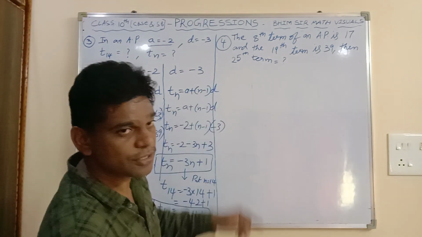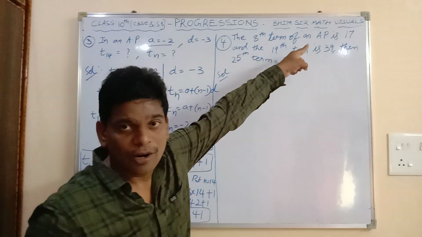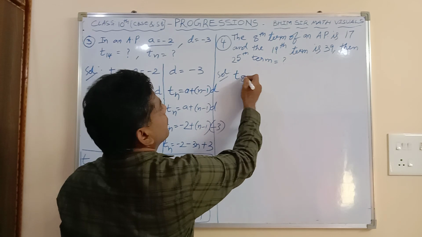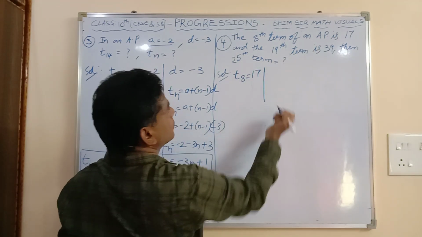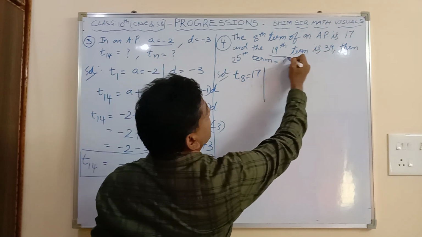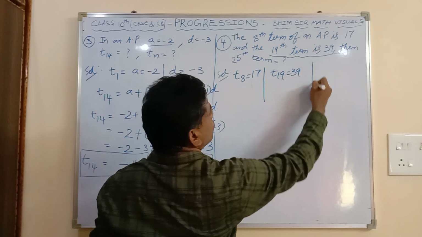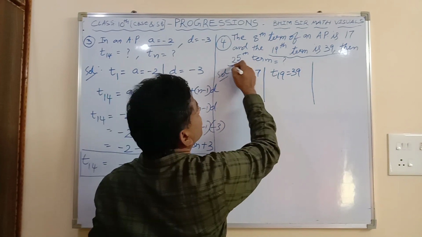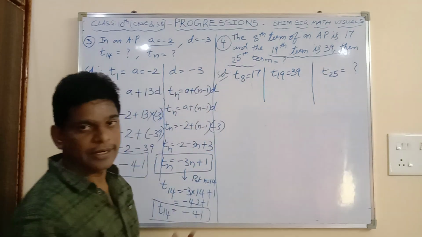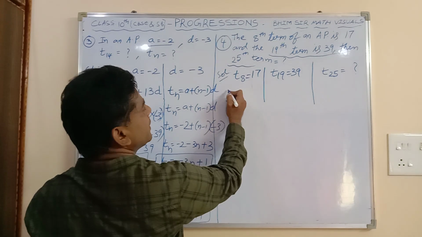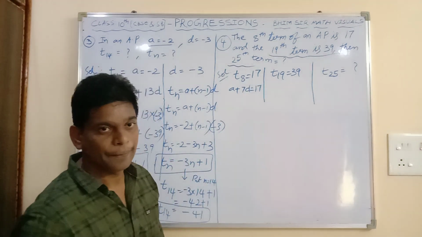Okay. Next question. Fourth question. The eighth term of an AP is 17 and the 19th term is 39. So what do we find? The 25th term is asked. So T25 is how much? That is the question. T8, we know, is A plus 7D, equal to 17.